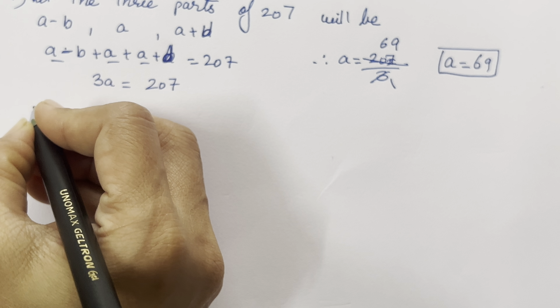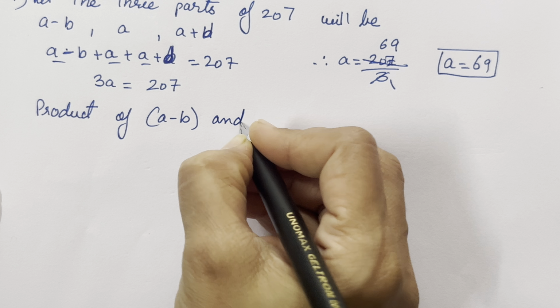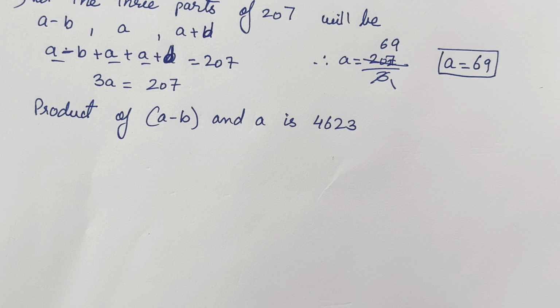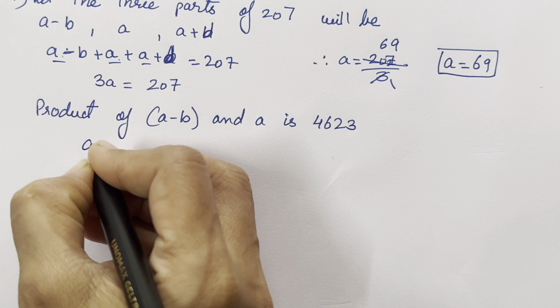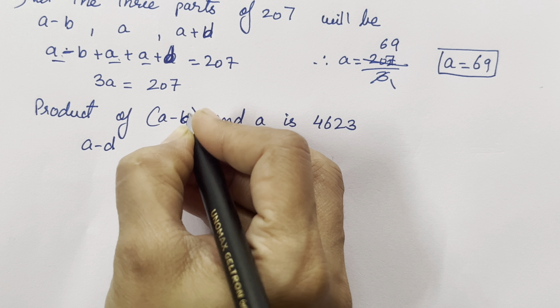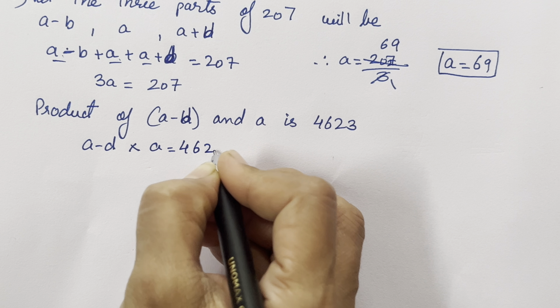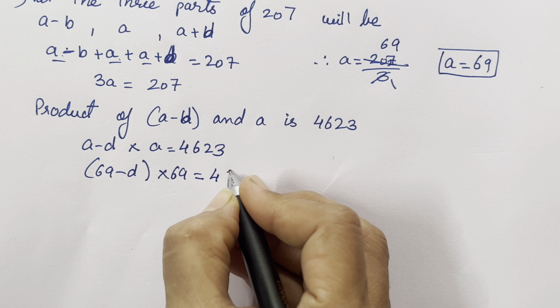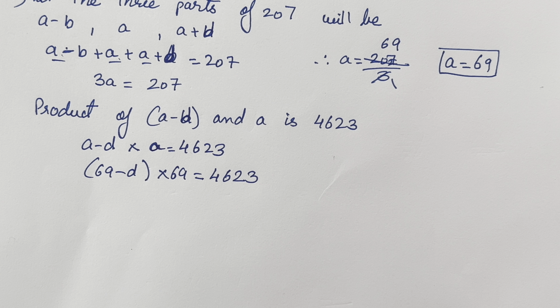Now the product of A minus D and A is 4623. Now from where did this come? From the second thing. The product of two smaller parts, two smaller parts they have taken, that is first and second. So product means multiply. Now we will multiply them: A minus D into A is equal to 4623. Now 69 minus D into 69 is equal to 4623. Now from where did this 69 come? Because we have got A as 69, so we are placing its value.